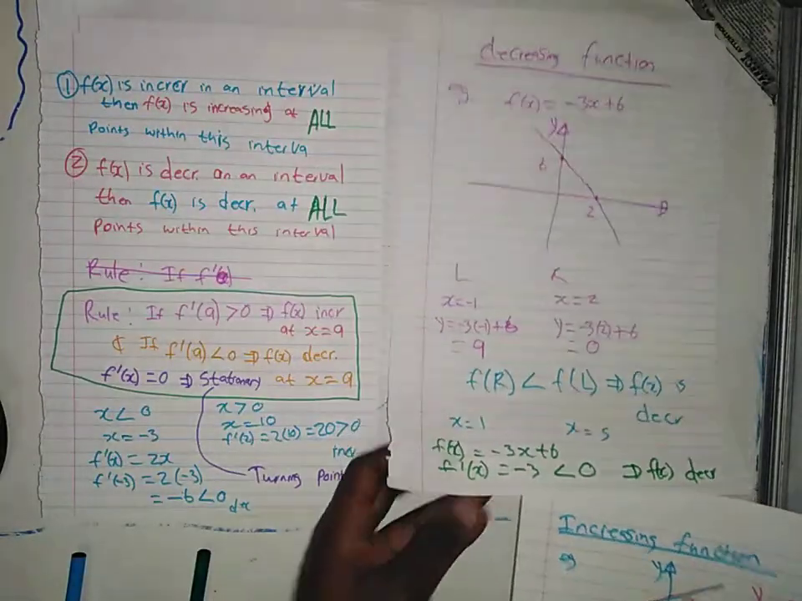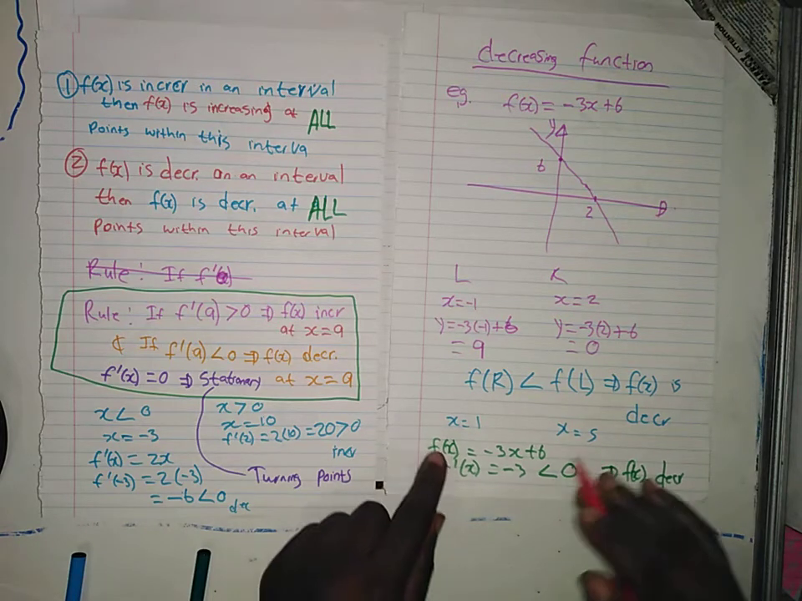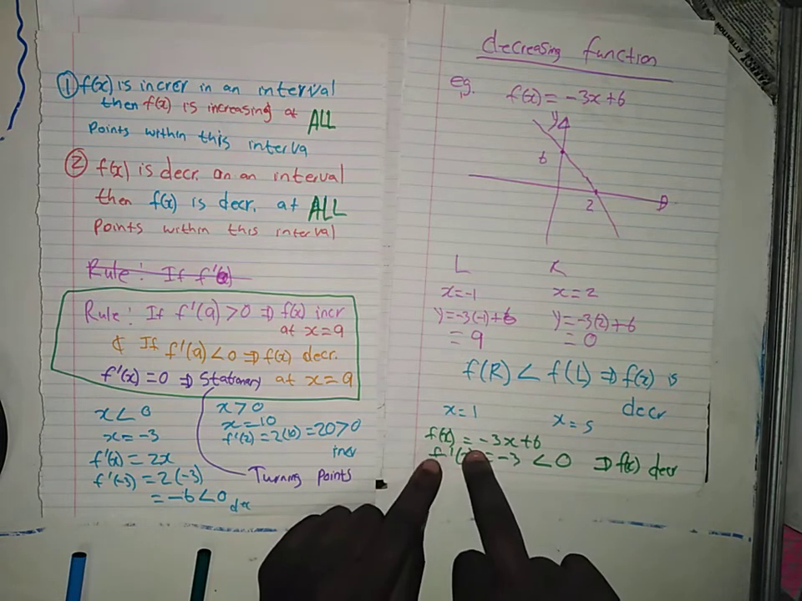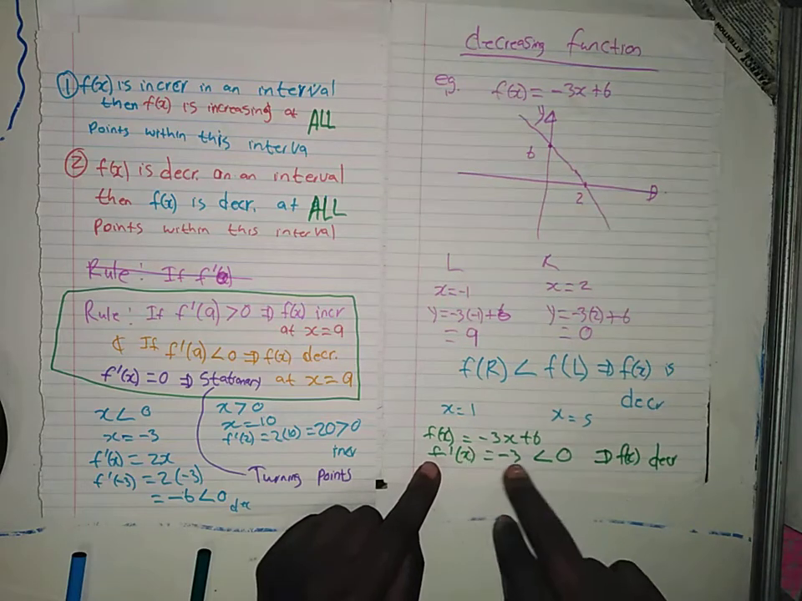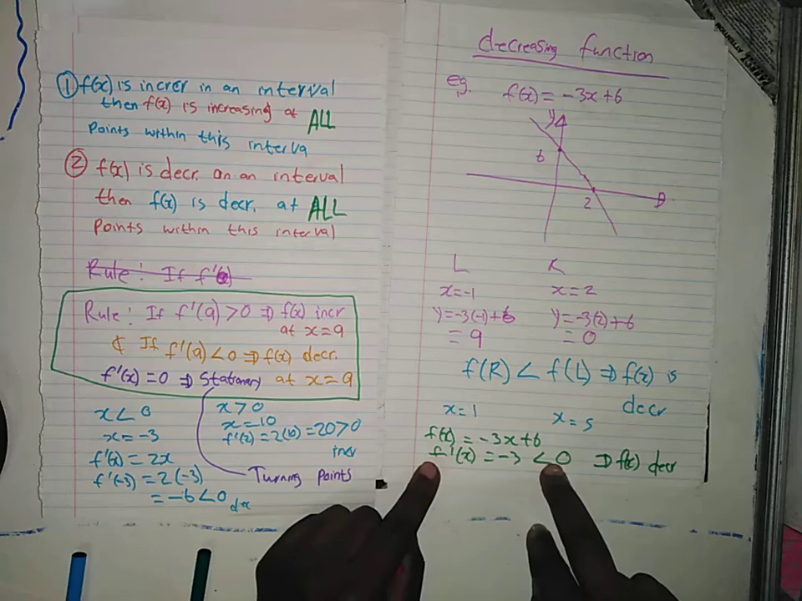Okay, let's pick up this one. For which values of x is this increasing? We look at the derivative again. If there's no derivative, then you have to find it, but luckily here we already have it. It's minus 3, which is less than 0. So we don't even have a chance to check values.